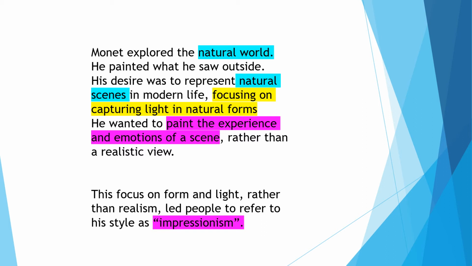Monet explored the natural world, the world outside. This is what he liked to paint. His desire was to represent natural scenes in modern life, focusing on capturing light and shadow in natural forms. He was a little different from the other artists during this time because he wanted to paint the experience and the emotions of a scene rather than how the scene realistically looked. His style of painting became known as Impressionism.